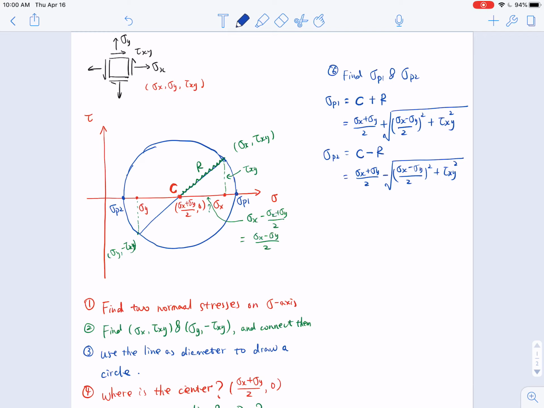Then you can go back and compare these two equations that we just derived with the equations in our summary slides. Okay, go back and compare them. You will see that you get the same equation, meaning that you can easily derive these equations to determine the principal stresses based on the Mohr circle.